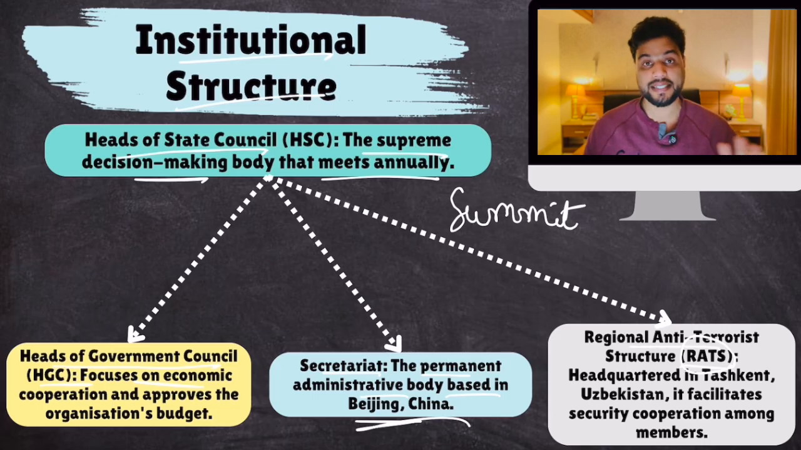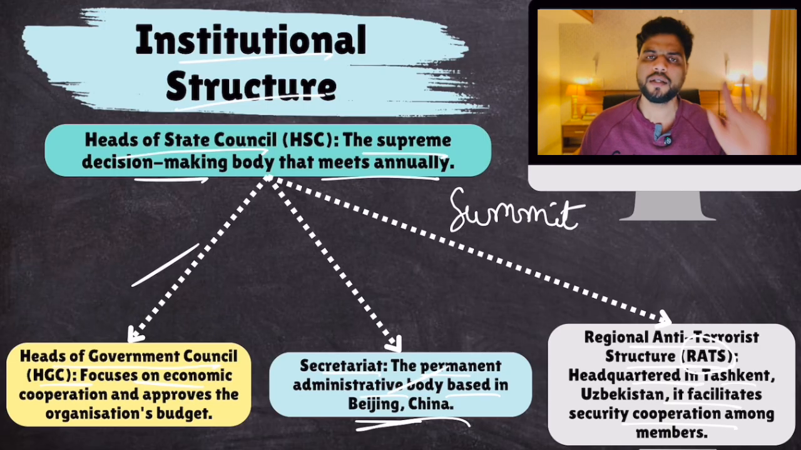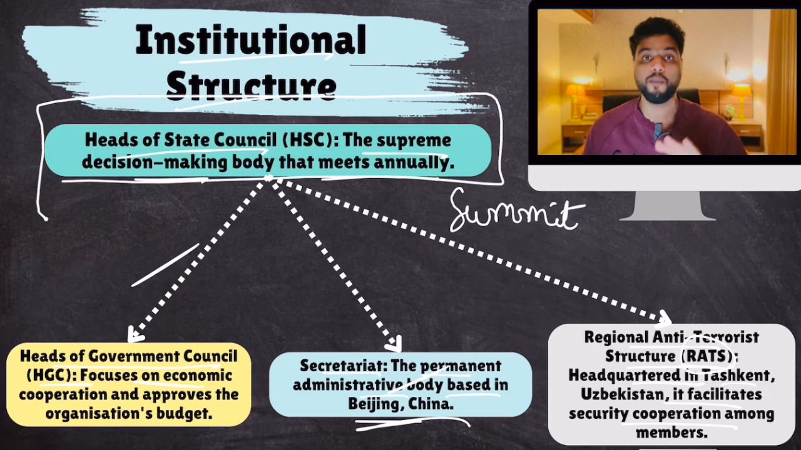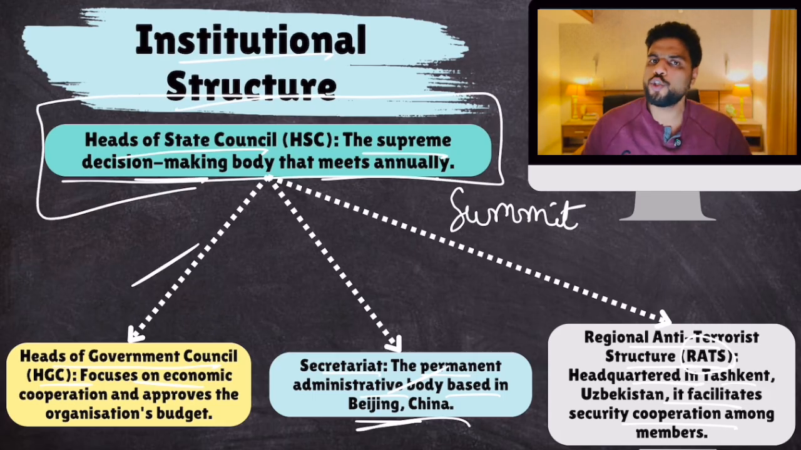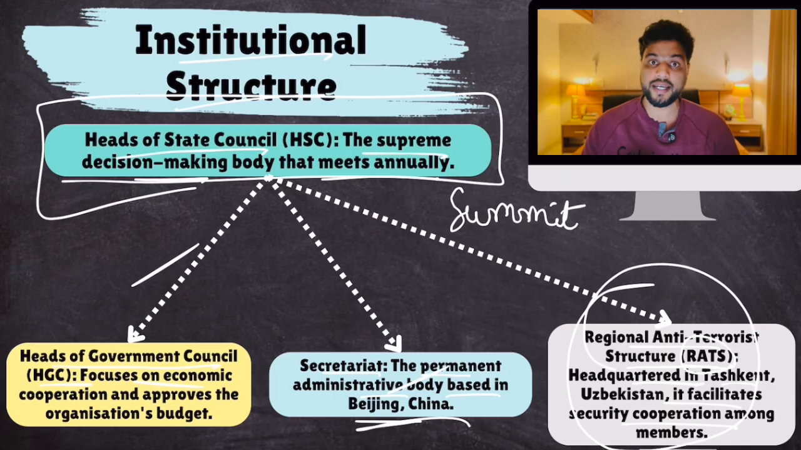So RATS is a separate body. Okay, it is headquartered in Tashkent. It facilitates security cooperation among members. So this is the institutional structure of SCO. Remember this. This is the highest decision-making body. Now this is all you need to know as far as Shanghai Cooperation Organization is concerned. By the way, in your notes, I've given some extra information about RATS. Do read it and memorize it.